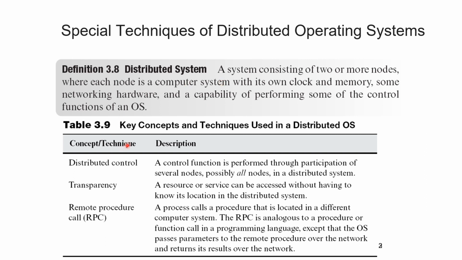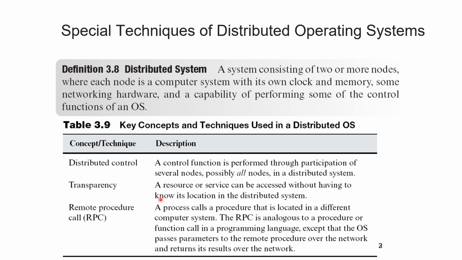Some of the key features, the techniques used in a distributed operating system, are: one, distributed control; second, transparency; and third, remote procedure call. What do we mean by distributed control? Distributed control is the control which is distributed among the computer systems connected in a network. Your control function is performed through the participation of several nodes, possibly all the nodes in a distributed system. So in a network, if a number of computers are connected, the control will be distributed among the nodes connected to that network. That is called distributed control.